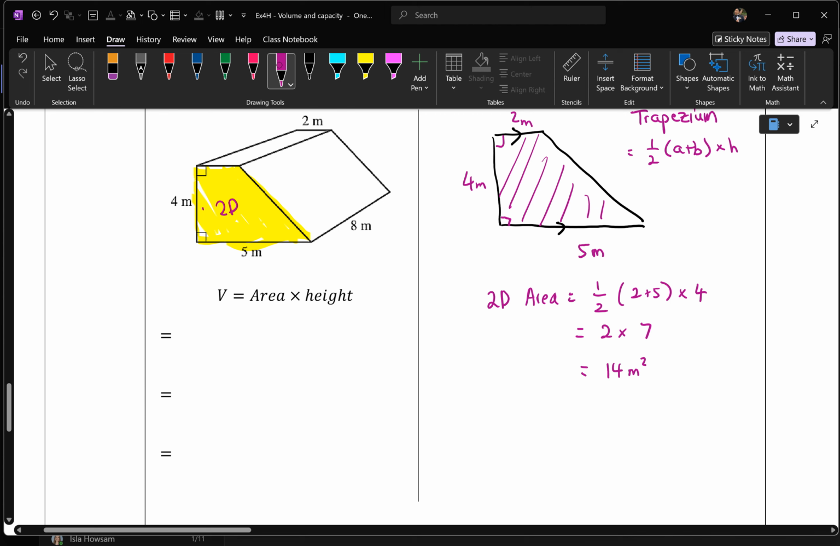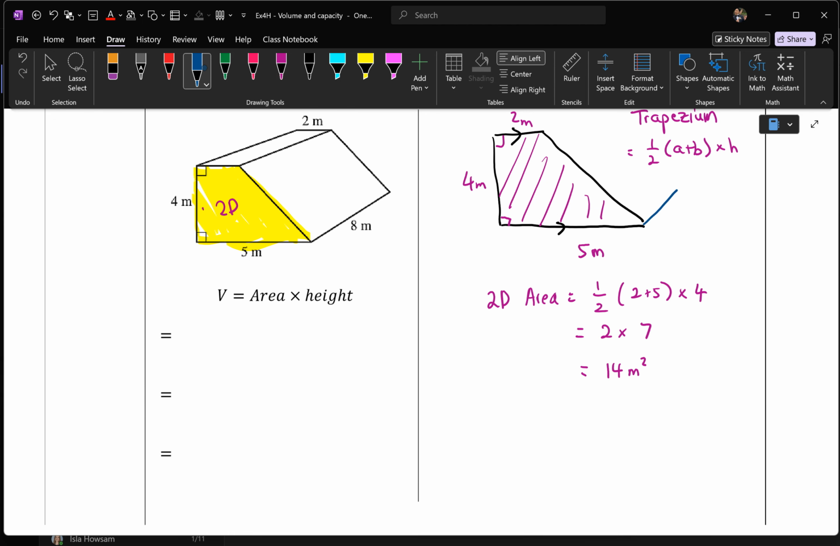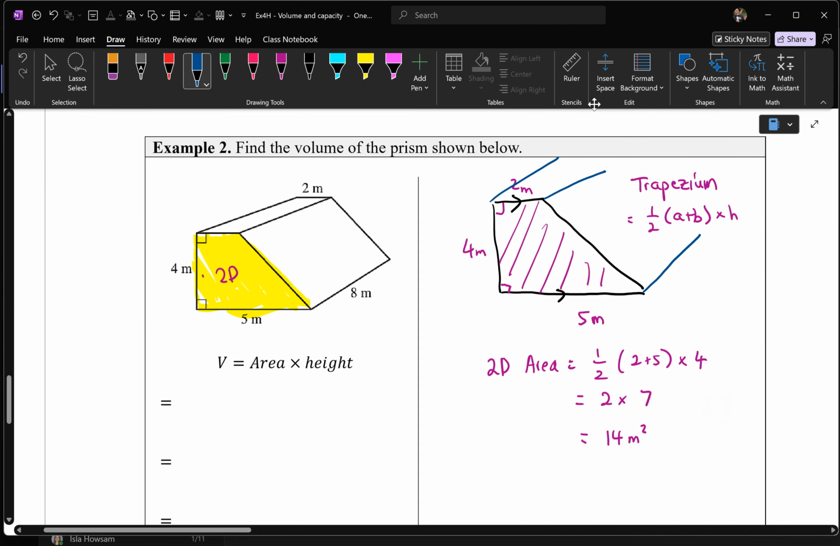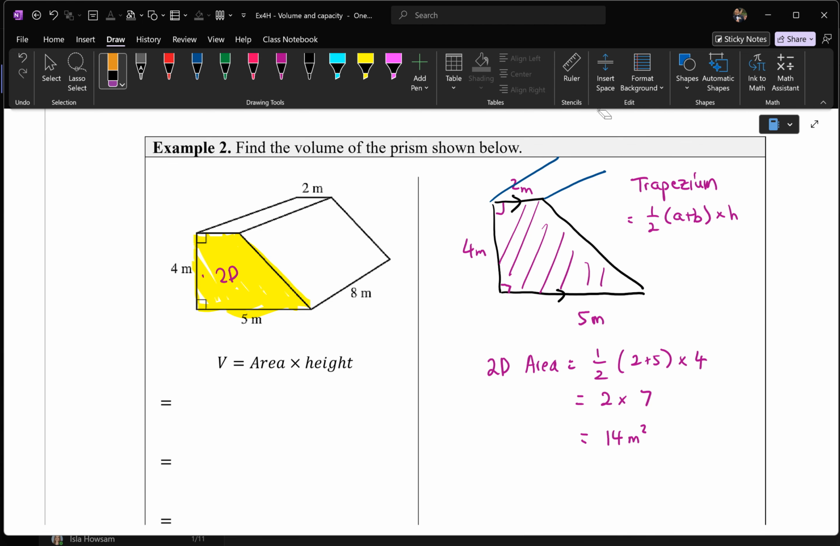Where's my third dimension? Well, hopefully you can see the third dimension is me extending an extra line here, which makes it 3D. That's your third dimension. So the third dimension is clearly 8. So that's why when you answer this question here, it then becomes volume is equal to the area, which is 14, this is the trapezium, times by the third dimension, which is 8. That's how much you elongate that area.